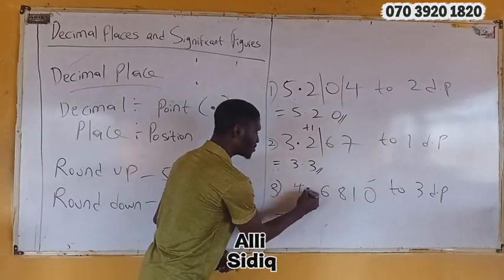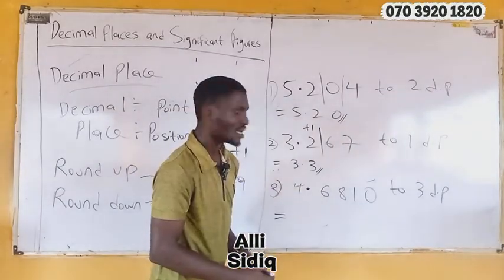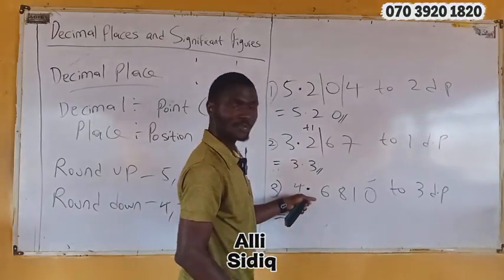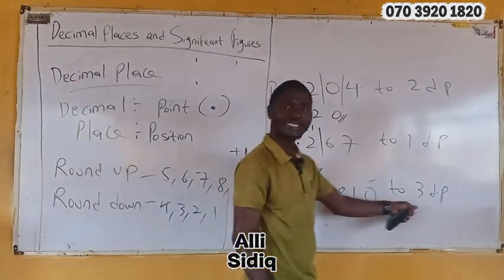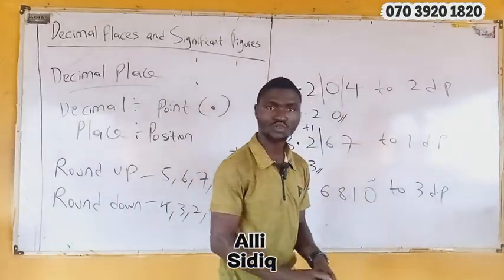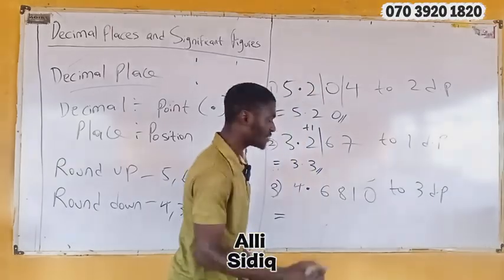As we said, you start from the number immediately after our decimal point. And what is the number immediately after our decimal point? It's 6. To how many decimal places? To 3 decimal places. Then let's start with our boundary. 3 decimal places, I'll give 3 decimal places.